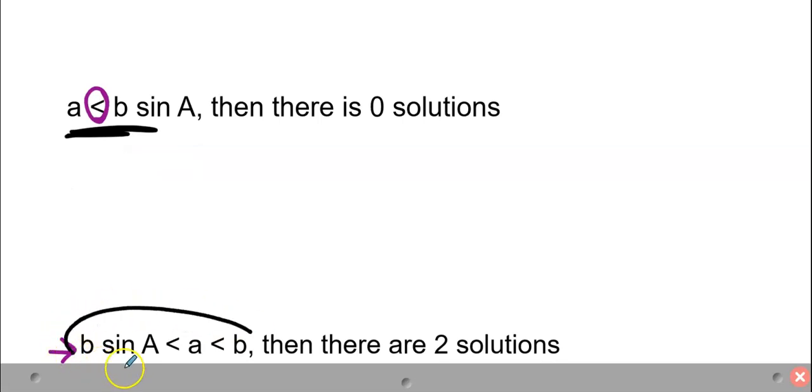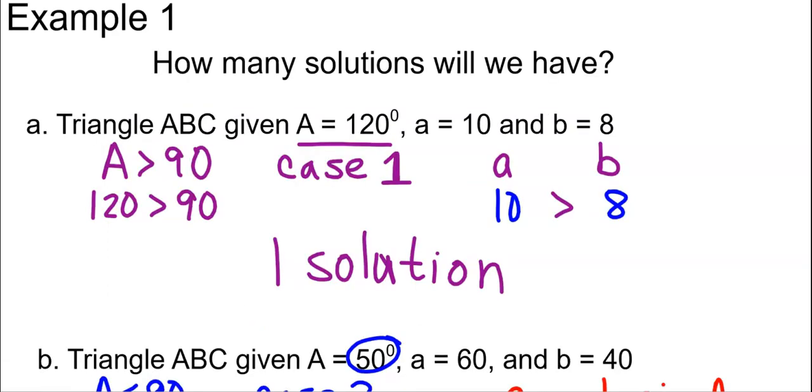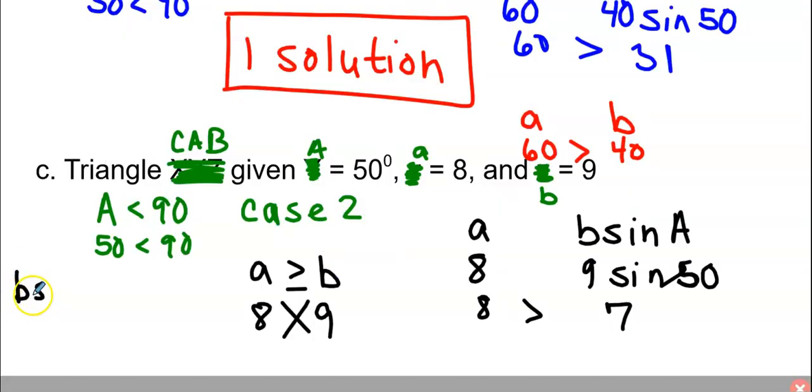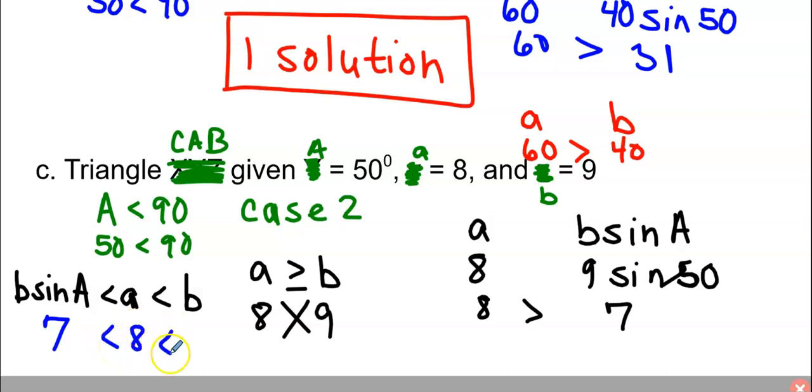So now let's check that last piece. Let's check out this part right here and see if this is true. So I'm going to go back to the example there. Let's try B sine of A is less than A is less than B. If this works, then we know we have two solutions. But if it doesn't work, then we don't know what's going on. So our B sine of A, we said was 7. We just found that over there. Our A is 8. Our B is 9. So is that true? It is true. That works right there. So that means here we have two solutions.